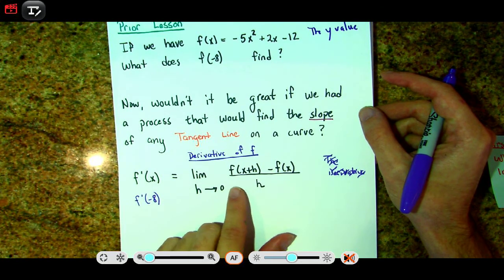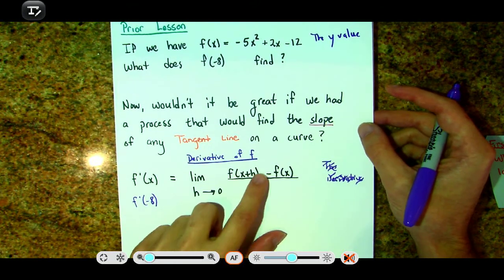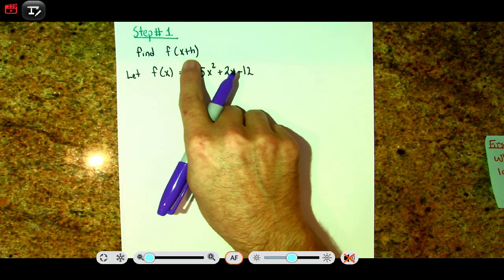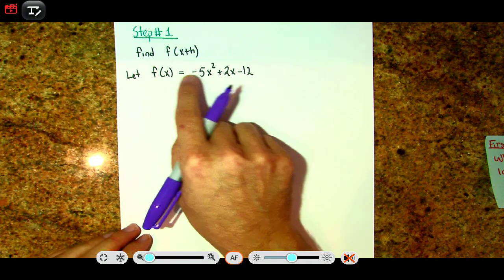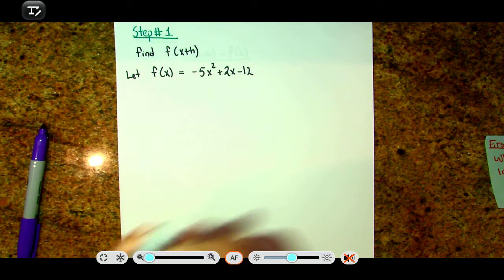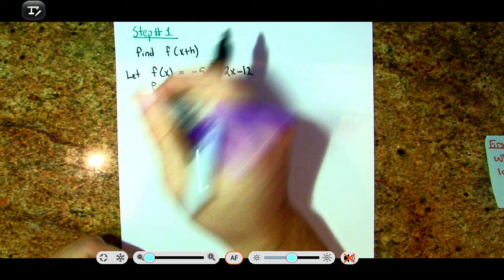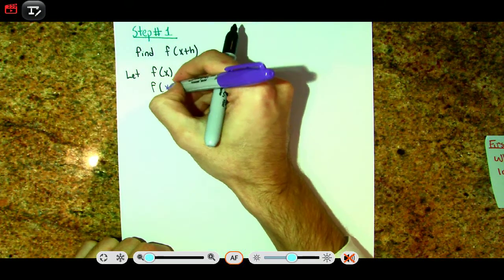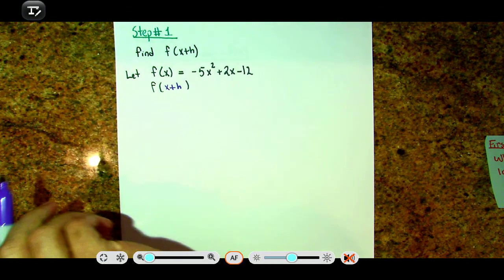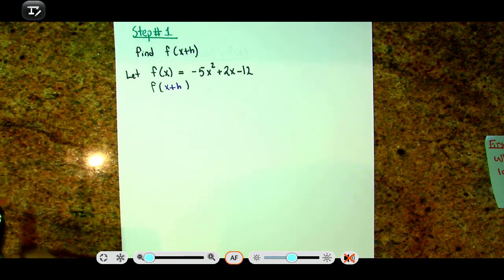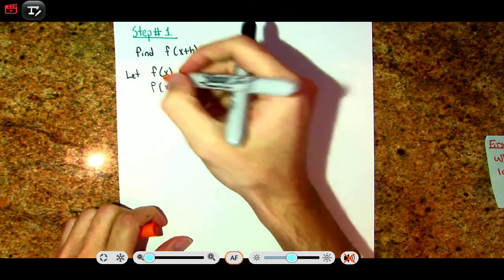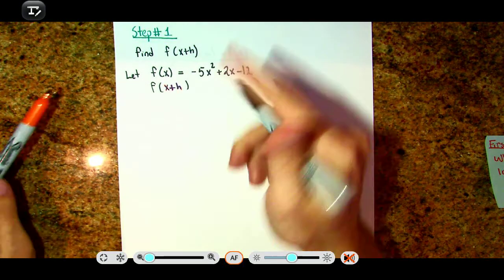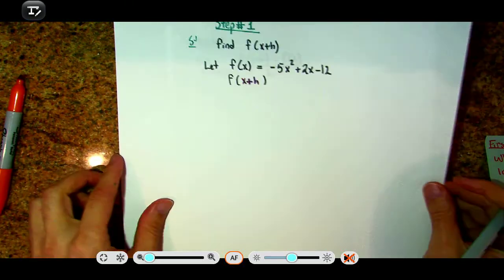The first move was, what is f of x plus h? So notice that if f of x is equal to this, what would f of x plus h look like? Actually, let me use a different color. Let's use orange or something. F of x plus h. What will it look like? Let me do this real quick.